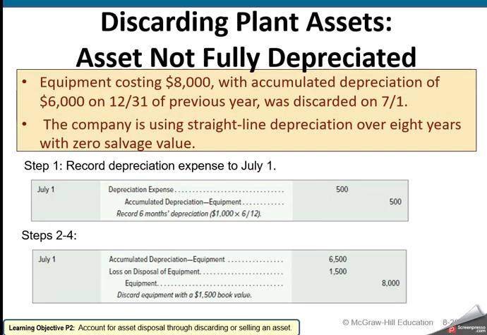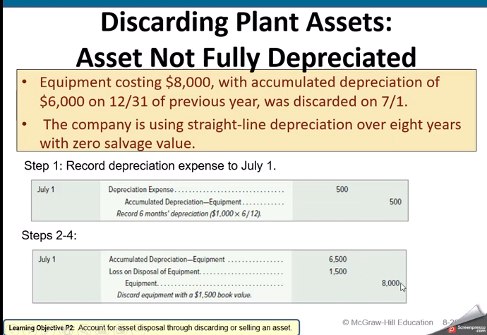Now, if we discard of it and it's not fully depreciated, we have to first get it up to date on its depreciation. So if we sold it on July 1st, we've got 6 months of depreciation to record. So if we're depreciating it at $1,000 a year, and then 6 months over 12, because it's half a year, it's going to be $500 for that half year. So we debit depreciation expense, credit accumulated depreciation, equipment.